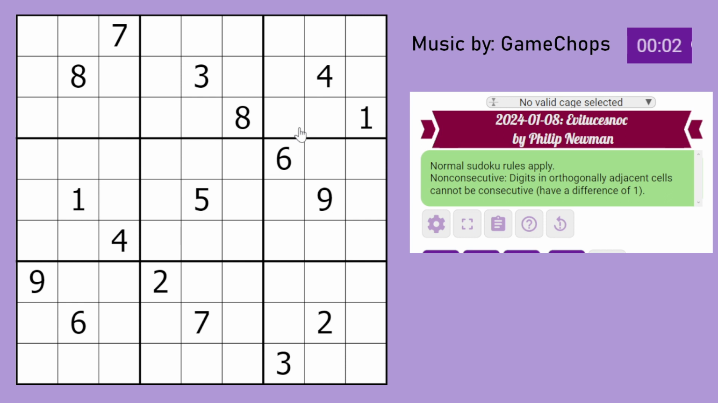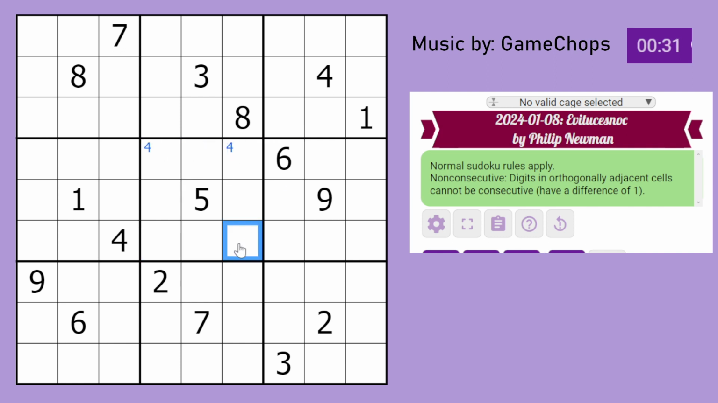Okay, so I see that there aren't a lot of repeated digits. Every digit appears to appear only twice. So I think we have to look at the non-consecutive immediately. So the 5 is indeed consecutive to 4 and 6, which does pose a lot of restrictions. The 4 can't be in any of those cells, but it can't be next to a 5 either. So 4 must exist in one of those cells.